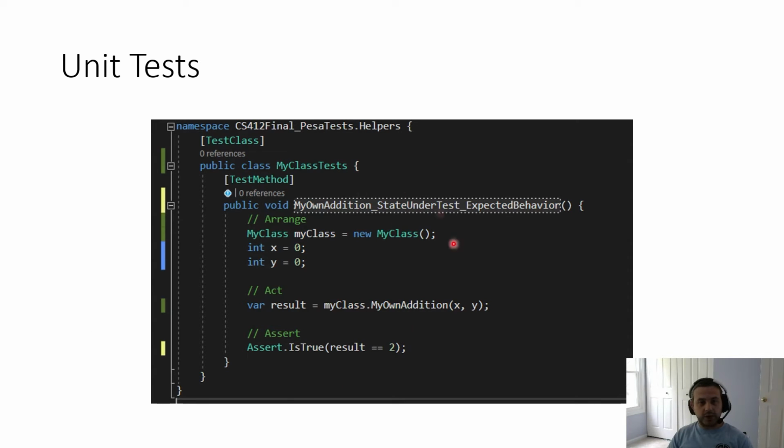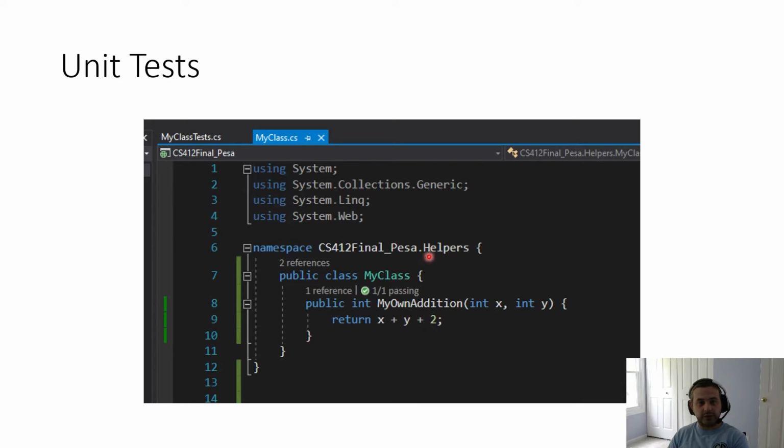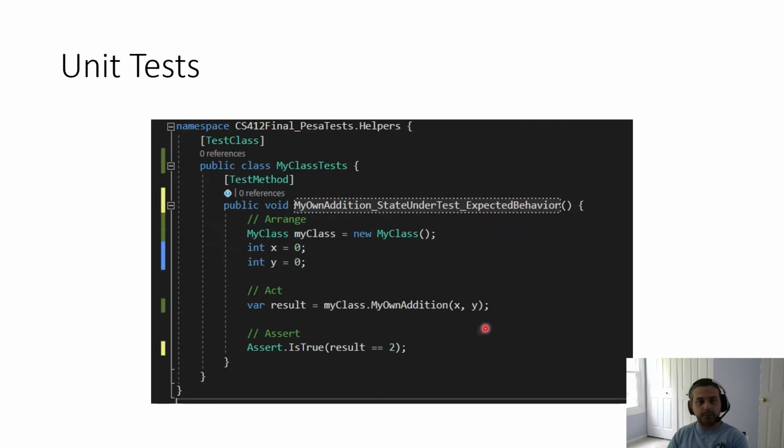And this is what gets created. Here you can see that the naming of this test function is the function name. So here, let's go to my next screenshot. Here you can see that I created my own function called myOwnAddition that takes an input of x and y and then does x plus y plus 2. So this function adds 2 to the sum of x and y.